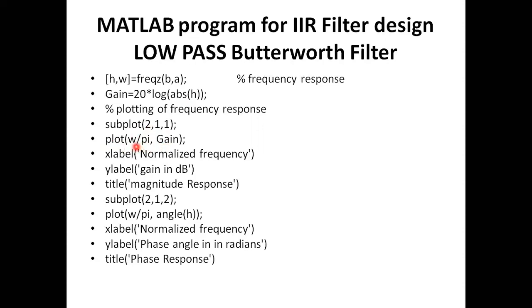So the omega is your frequency only. Here this omega is your frequency, and pi is nothing but pi, and this gain. Clear? So when you run this command, you will get the plot. Next, label your x-axis and y-axis. For labeling the x-axis, the command is xlabel, and for labeling the y-axis, the command is ylabel. So for ylabel I'm giving gain in dB, and for xlabel I'm giving normalized frequency.